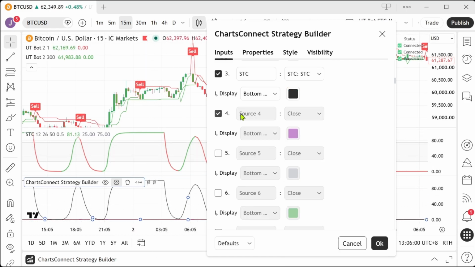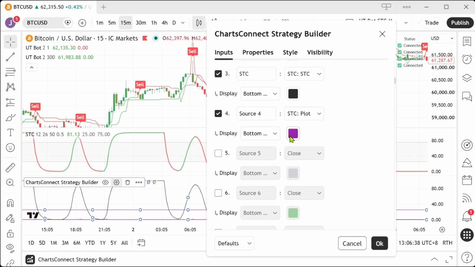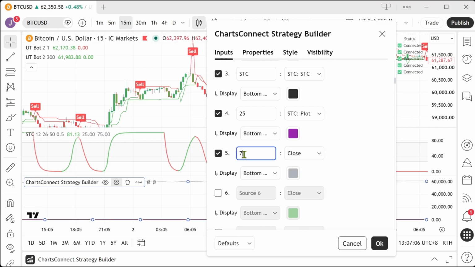Okay, so source 4. If you do not know which one to choose, you can do a trial and error. Let's select the first one. You can see that source 4 is a purple line and it has appeared here. So we know that this is the line for the value 25. So next, we add one more source for the upper line, which is 75.